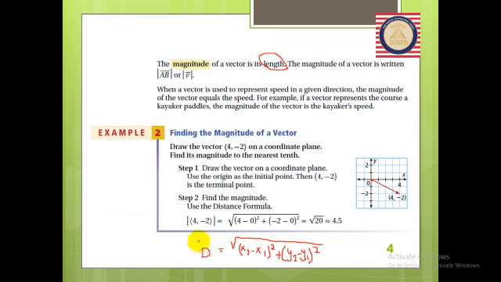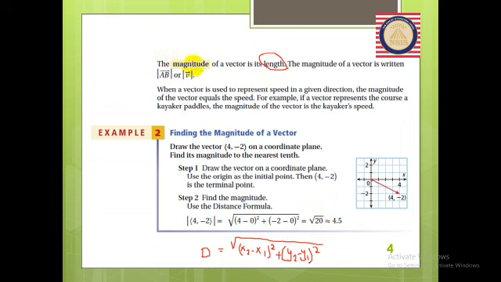Of course, I'm taking this, so the distance or the magnitude, I'm going to use this sign. The magnitude of the vector is equal to the square root of 4 minus 0 squared and negative 2 minus 0 squared. So it will be square root of 20, which is approximately equal to 4.5. Okay, so what's the magnitude? Magnitude is the length of the vector.